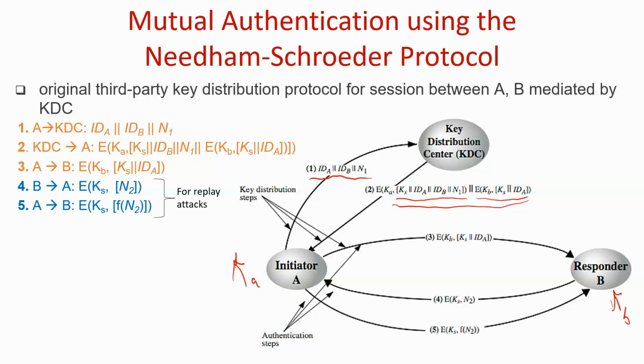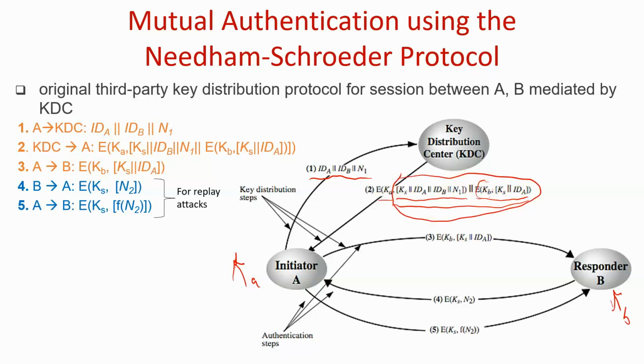This is the key that A will then use to communicate with B. It's not used for the KDC to communicate with A. It is used for A to communicate with B. All of this is obviously encrypted with KA, the symmetric key exchanged between A and the KDC. And concatenated with this part, there is another part, which is KS concatenated with the ID of A, encrypted with KB.